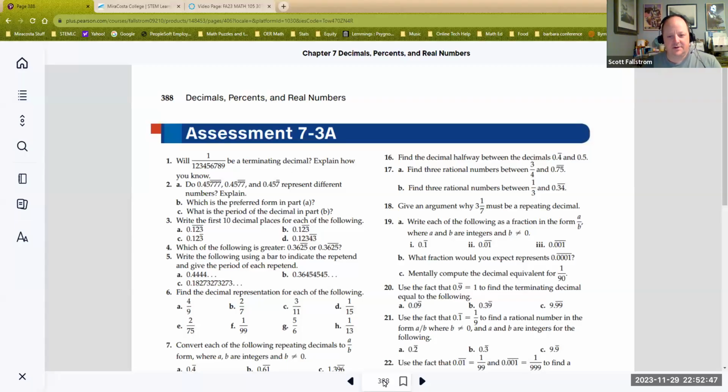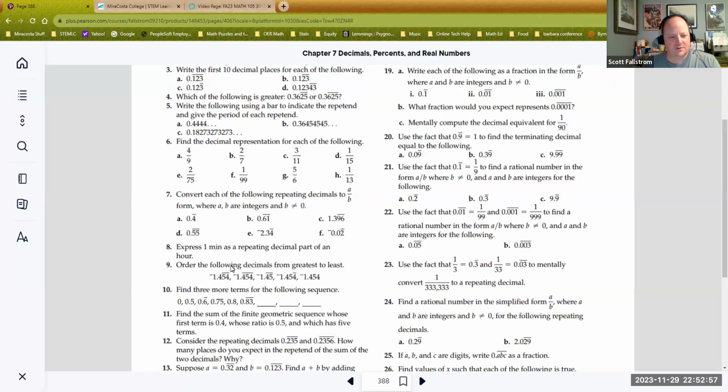Hello, students. We are into section 7.3, and the question was on number 9. And so I'm going to take a look at 7.3, number 9. And number 9 says, order the following decimals from greatest to least.